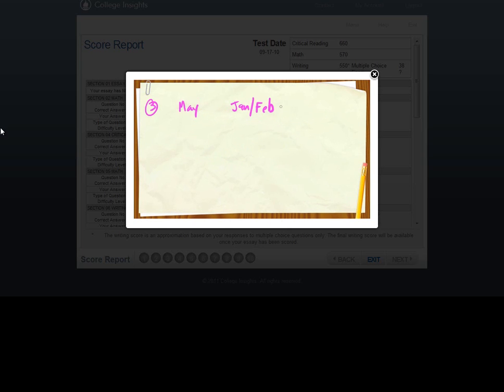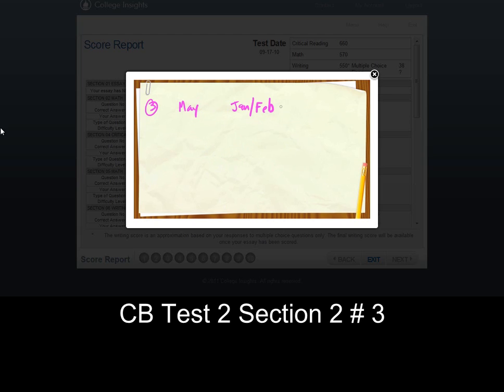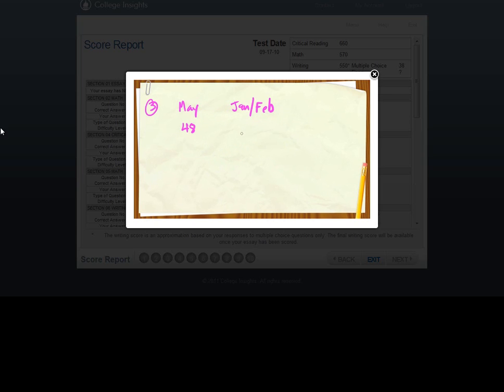Okay, we're asked how many more cars she sold in May than in January and February combined. In May, she sold 48. If we look at our chart, we can figure that out. And in January and February, she had 20 in January and 18 in February. So that is a grand total of 38. So 48 minus 38 equals 10, and that's answer choice A.